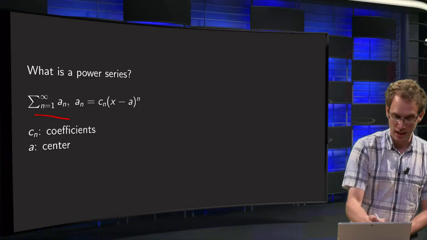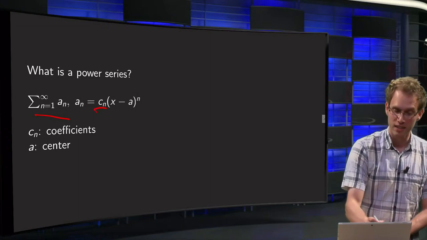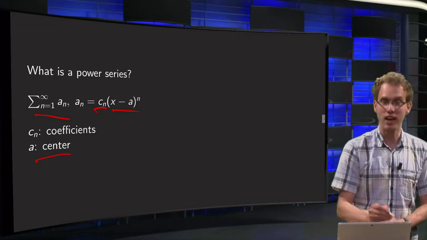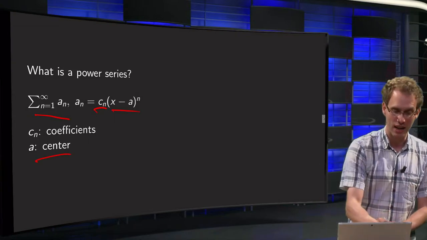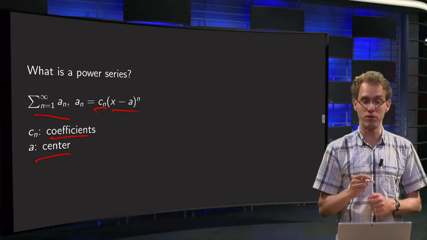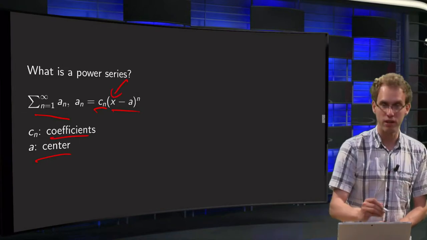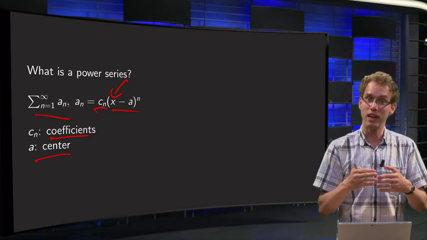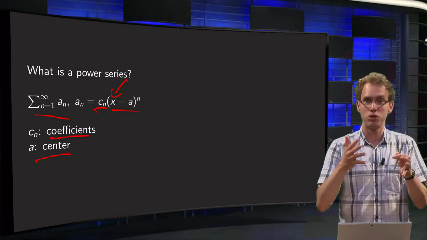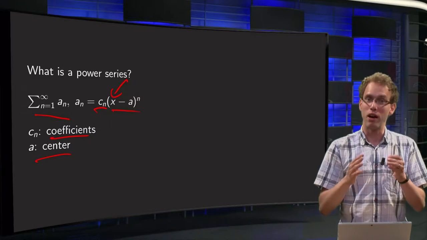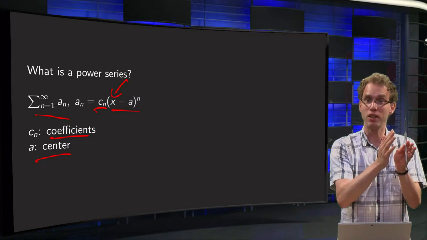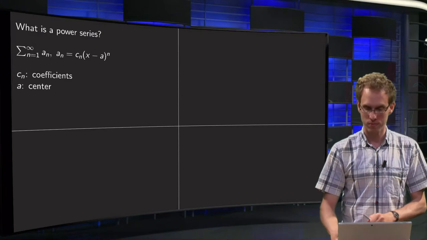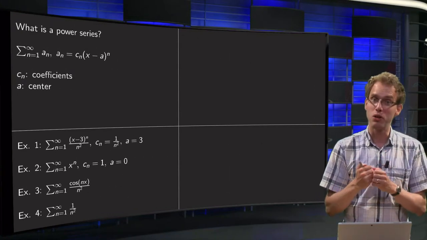So, we have a series, the sum from n equals 1 to infinity of an, and now the an are powers of x. More precisely, the an are a coefficient cn times (x minus a) to the power n, where a is some constant. This a is called the center of the power series, and the cn are the coefficients of the power series, and our x will be a variable. We'll now have a series which contains a parameter x, but not in some arbitrary way. The terms are of the form coefficient times powers of x.